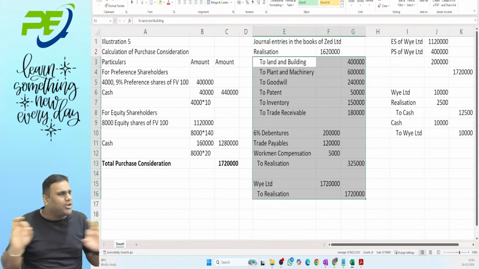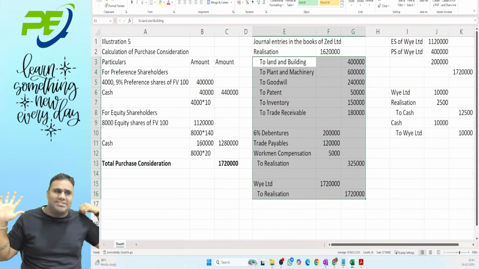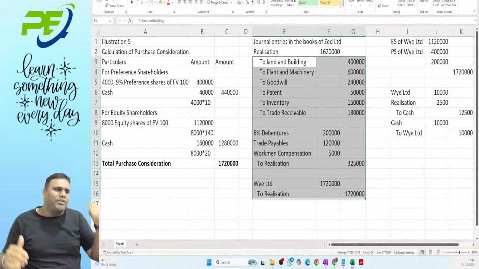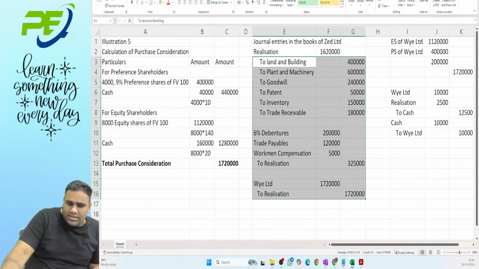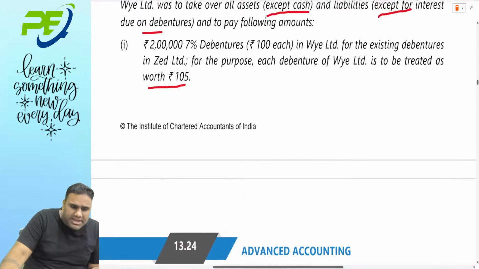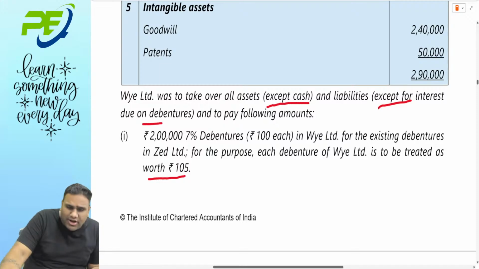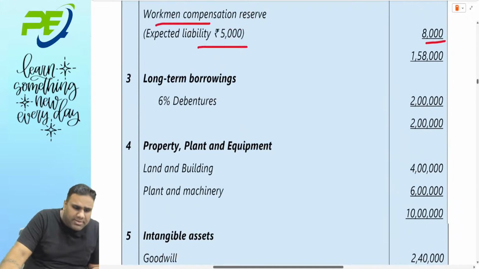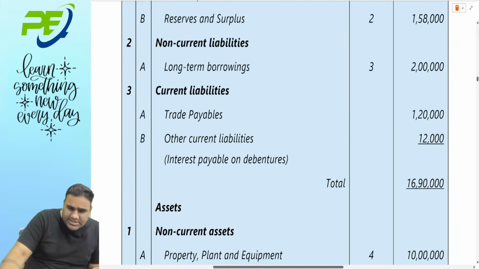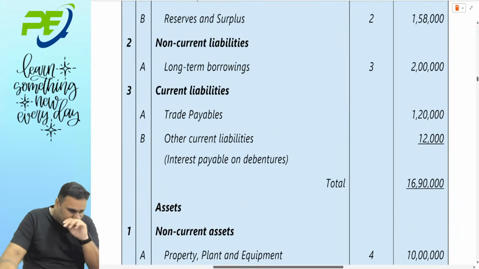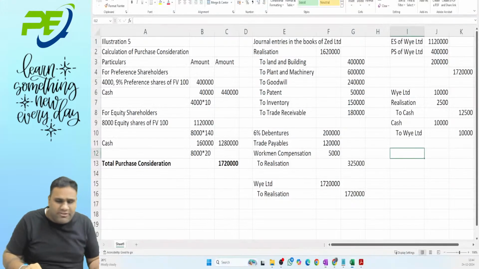Those who have answered it wrong, absolutely okay. We are in the learning stage. So next time you will not forget, but don't refer to your book no matter what. Basic 10, 11 entries, guys. So liabilities not taken over. What liabilities did they not take? Interest due on debenture. No, they have given it here. Interest on debenture, 12,000, everyone.